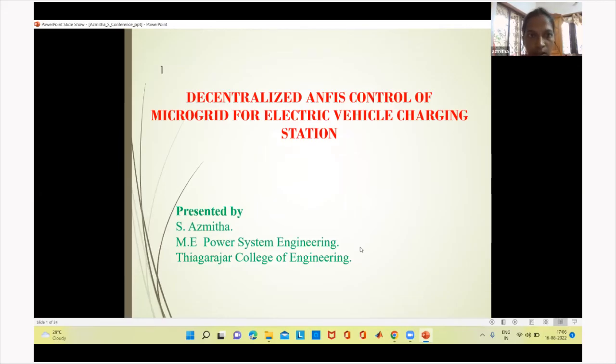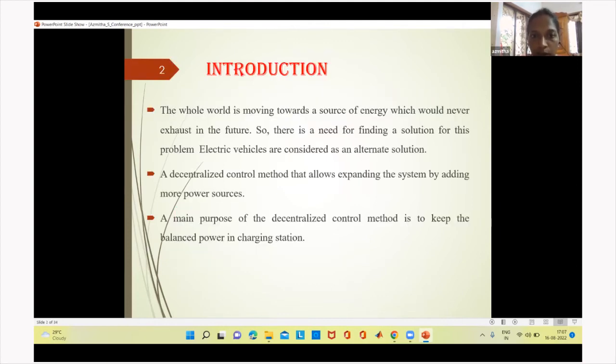Okay, good evening all. My topic is decentralized and fixed control of microgrid for electric vehicle charging station. And I'm an MTech Power System Engineering student. Then introduction. The whole world is moving towards a source of energy which would never exist in the future. So there is a need for finding a solution for this problem. The electric vehicles are considered as an alternate solution. Then a decentralized control method that helps in expanding the system by adding more power resources. The main purpose of the decentralized control method is to keep the balanced power in the charging station.